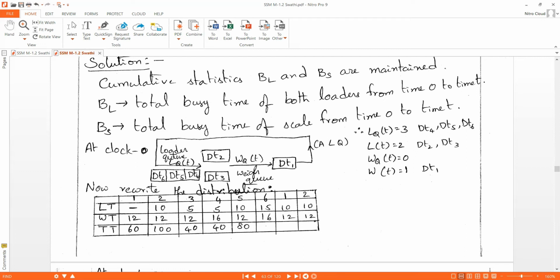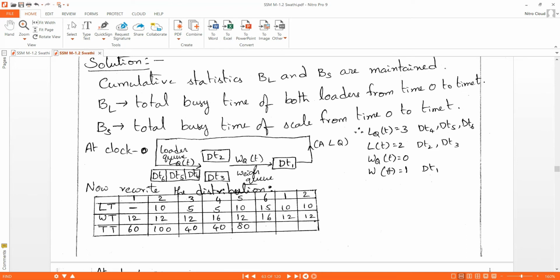Here in the question they have given that at simulation clock time 0 there is one truck at the scale, which we have assumed to be DT1. DT1, dump truck 1, is at the scale. The remaining 5 trucks are at the loader. We have two loaders, so two trucks will be getting loaded. The remaining 3 trucks will be in the loader queue. We need to assume it like this.